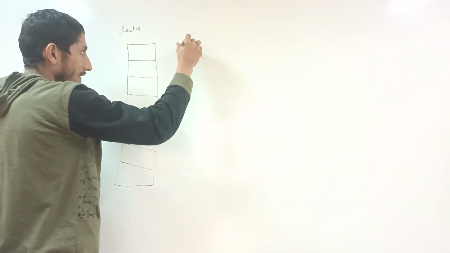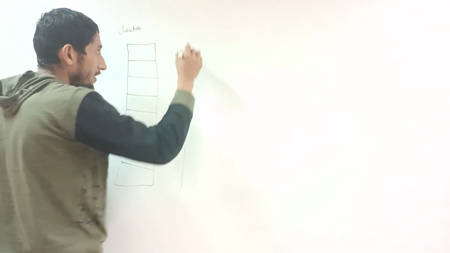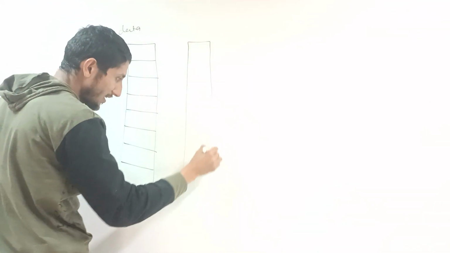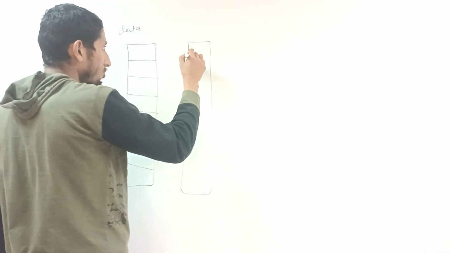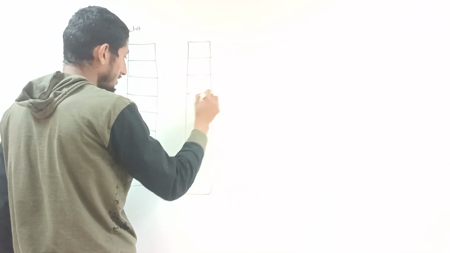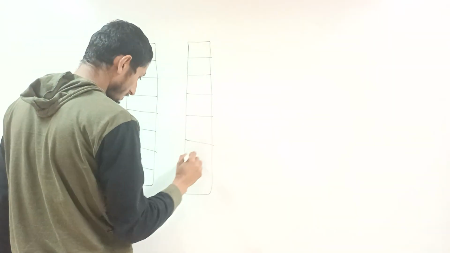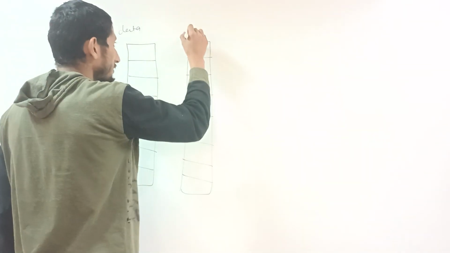And I have an array named next or link. In your book, the name of this one is link, so I am taking it as link.